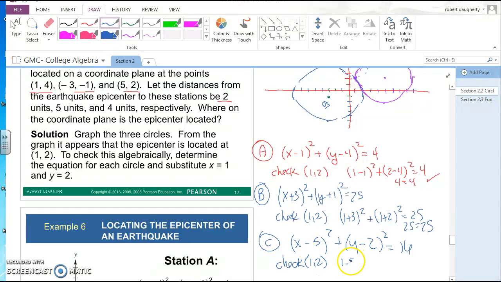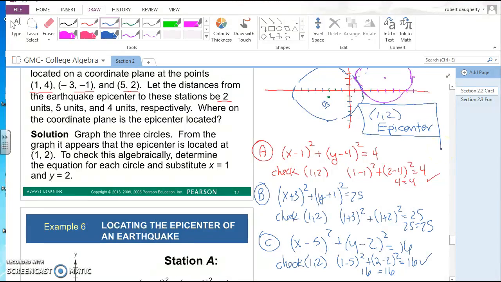So I get (1 minus 5) squared plus (2 minus 2) squared equals 16. 1 minus 5 is negative 4, 4 squared is 16. 2 minus 2 is 0. Does 16 equal 16? Yes. So (1, 2) is on each of those circles. So (1, 2), in this case, is the epicenter of this earthquake.